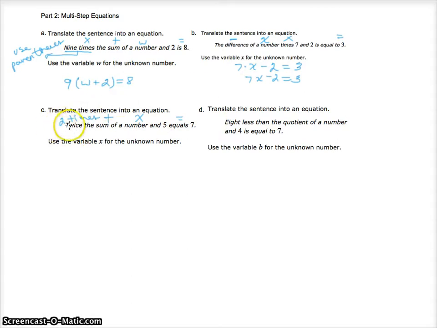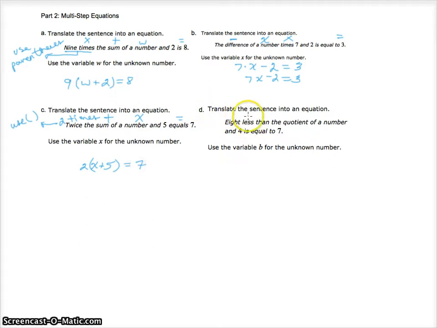So 2 times, well, here I'm going to use parentheses because the multiplication showed up at the front. And instead of writing it all out, I'm just going to put the parentheses symbols. Okay, so 2 times the sum of a number and 5. So a number is x plus 5. So let's start here, x plus 5. Then 2 times that whole value, and then it equals 7.